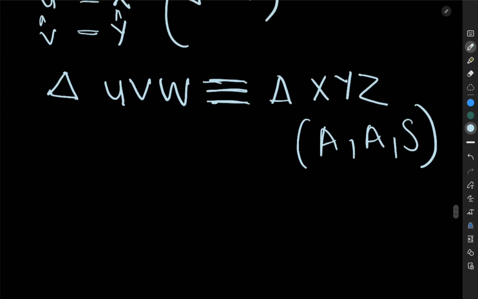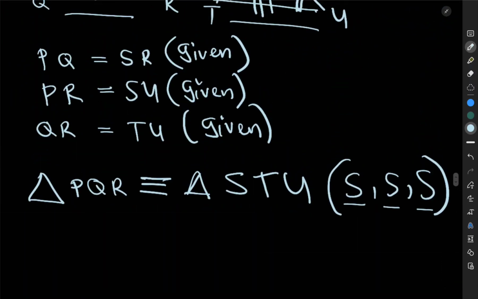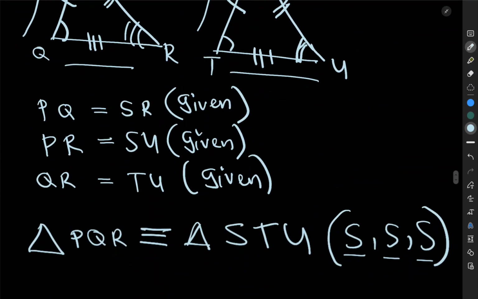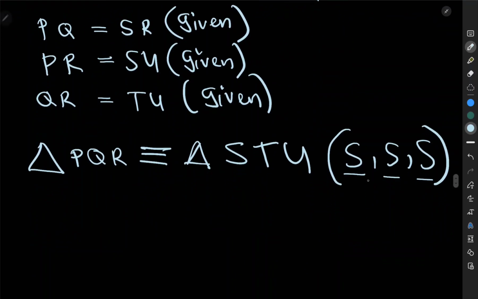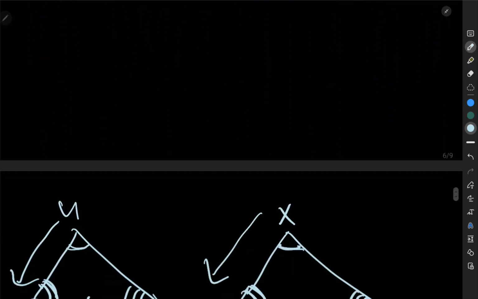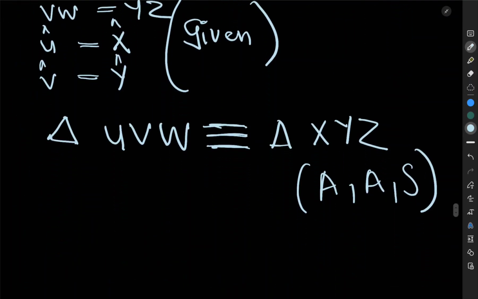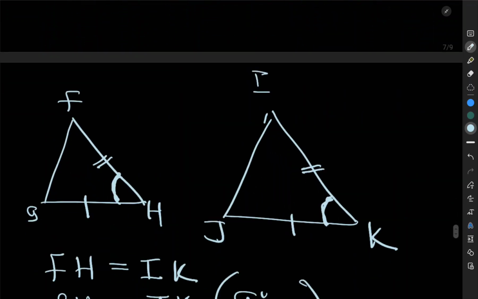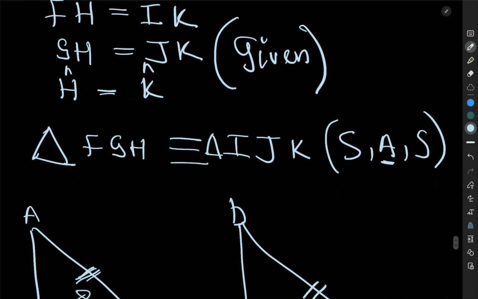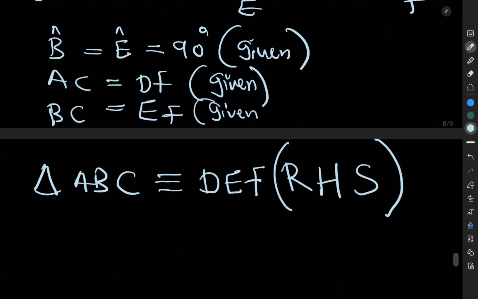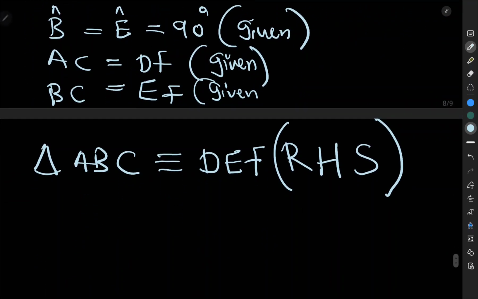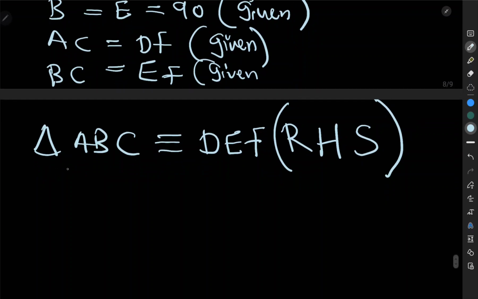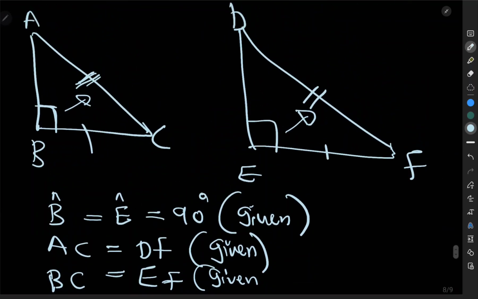So that's basically it when it comes to congruency. The first theorem is, if we have three equal sides, we can assume that the triangles are congruent. If we have side, angle, side, we can assume that they're congruent. If we have angle, side, angle, we can assume that they're congruent. And last but not least, if we have a right angle, meaning 90 degrees, the hypotenuse being equal and another side being equal, then we can assume that those two triangles are congruent.